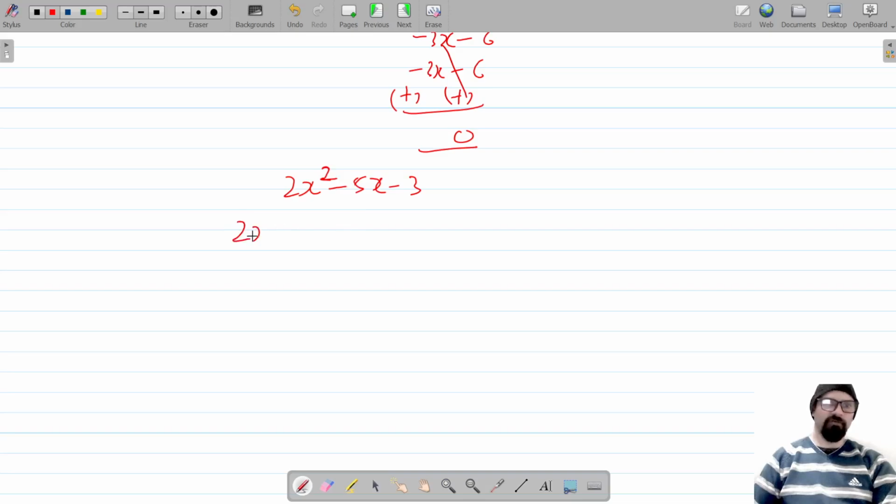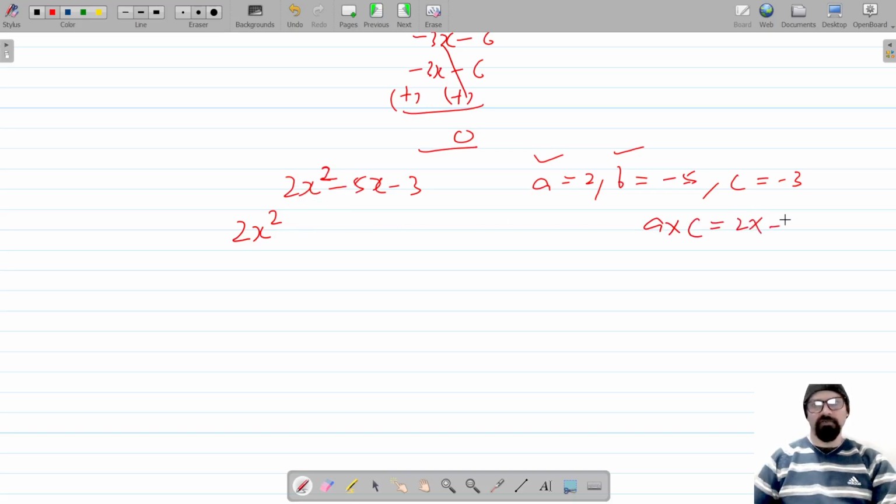polynomial. So we are going to solve this using splitting the middle term. A is 2, B is negative 5, C is the constant negative 3, where A and B are the coefficient of x squared and x. So A into C, 2 into negative 3 is negative 6, and we need the factors of 6 such that their product is negative 6, but when we add them it's negative 5x. So these are negative 6 and 1, so negative 6x plus x minus 3.